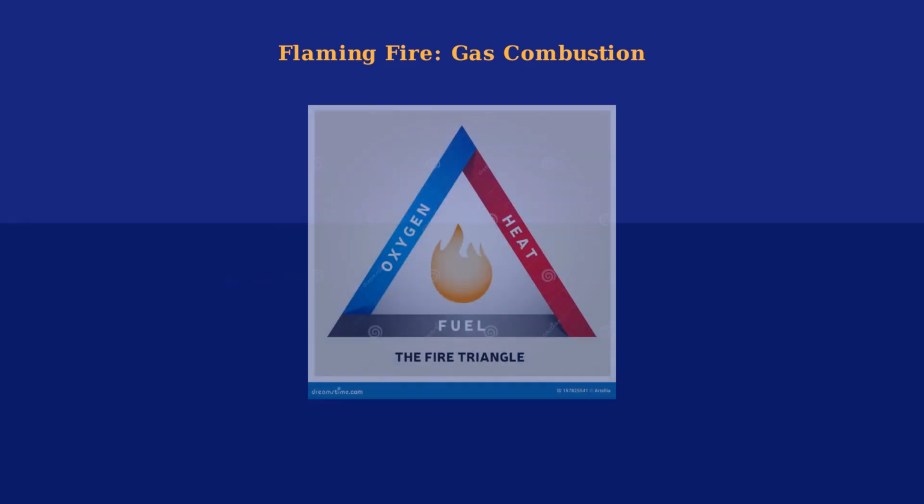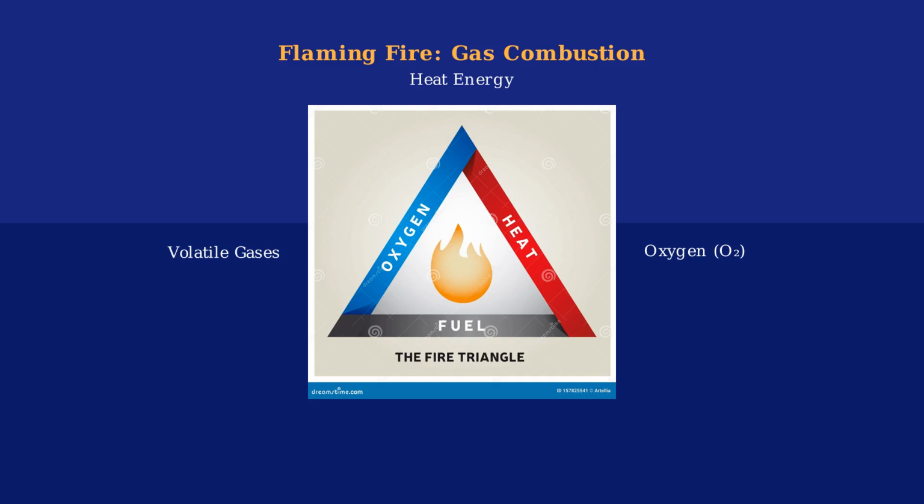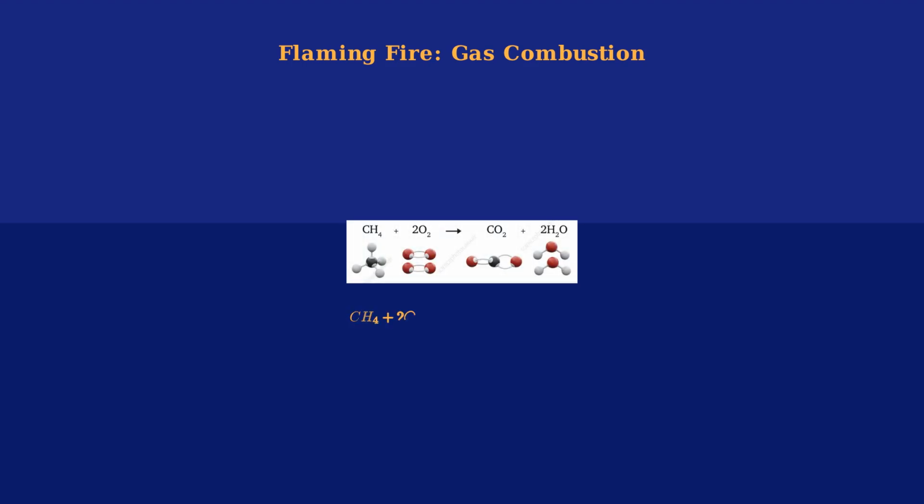When pyrolysis gases are released from heated wood, they begin to mix with oxygen in the surrounding air. This mixing sets the stage for the dramatic flaming combustion phase. The fire triangle shows us the three essential components needed for combustion: fuel in the form of volatile gases, oxygen from the air, and sufficient heat to trigger ignition. One of the most important combustion reactions involves methane gas.